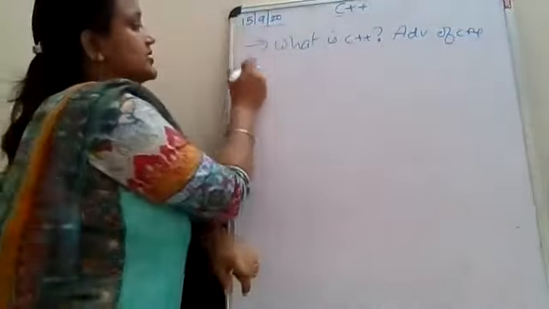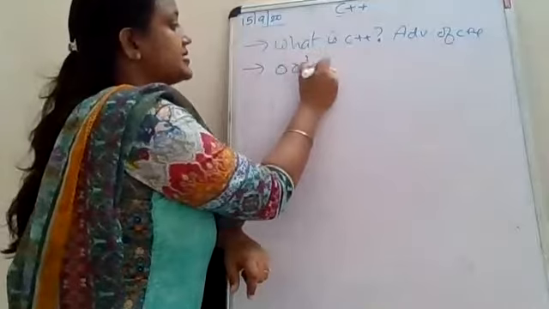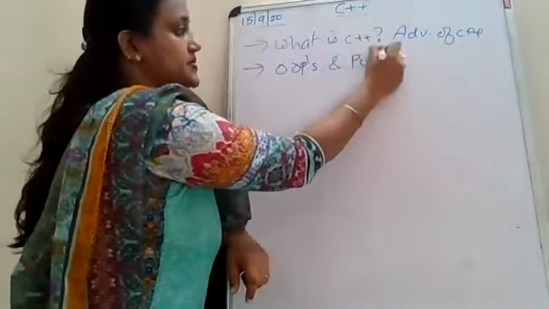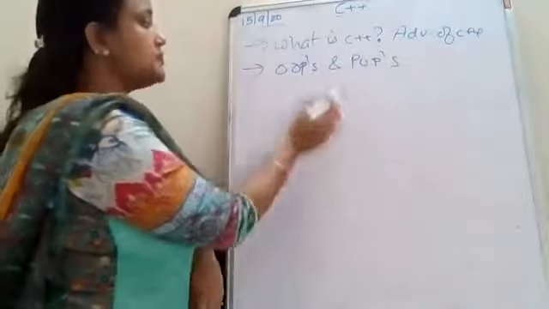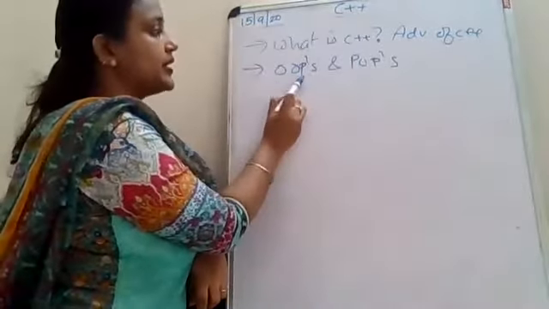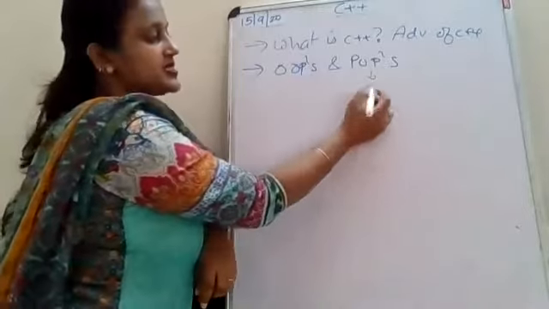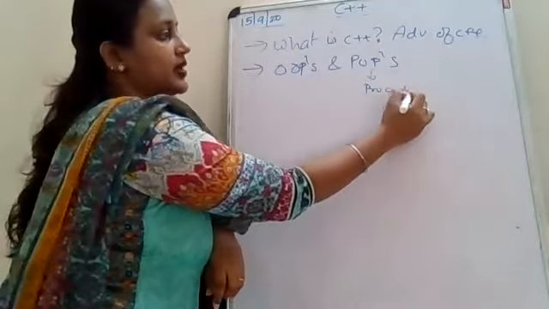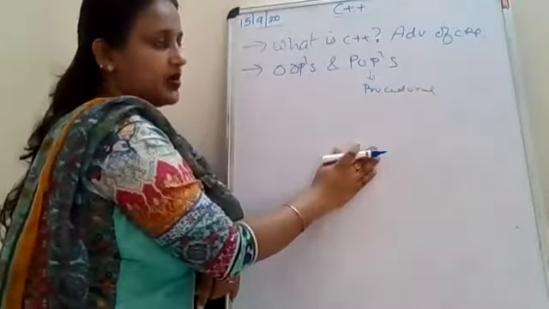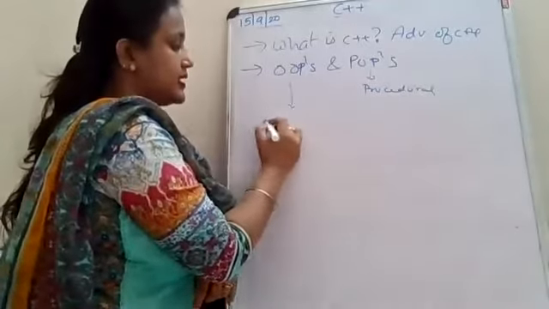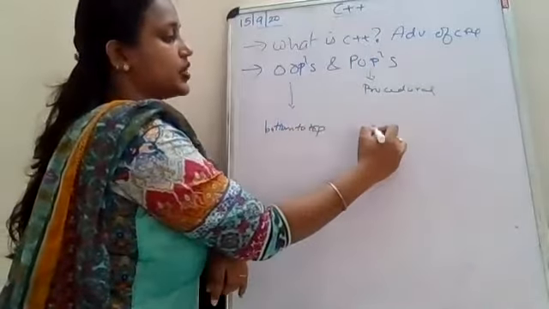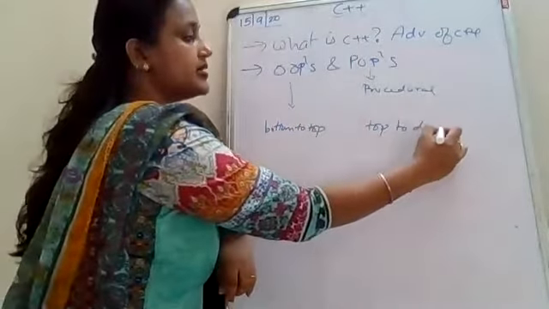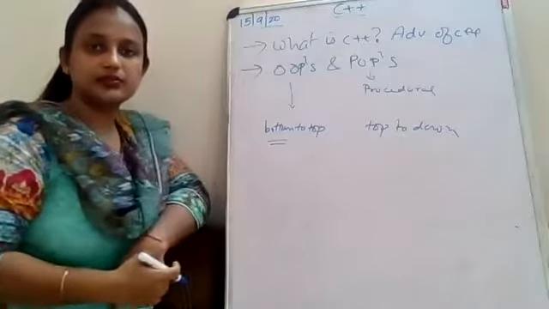The next question which is asked in exam is, distinguish between OOPS and POPs. Okay, the next thing which is asked is OOPS and POPs. OOPS stands for Object Oriented Programming Language. POPs stands for Procedural Oriented Programming Language. Okay, this is bottom to top approach and this is top to bottom. Now, why it is bottom to top approach?